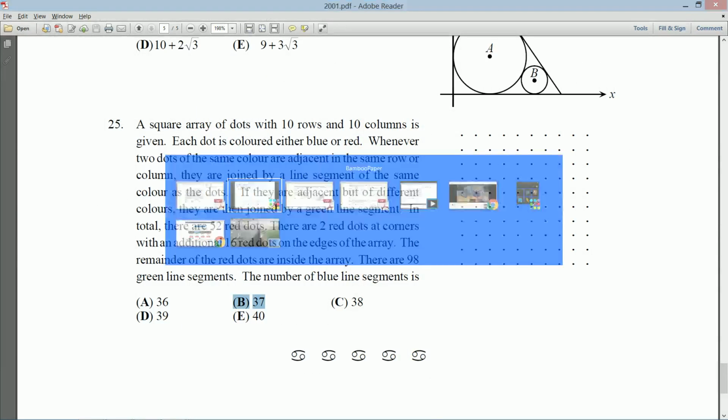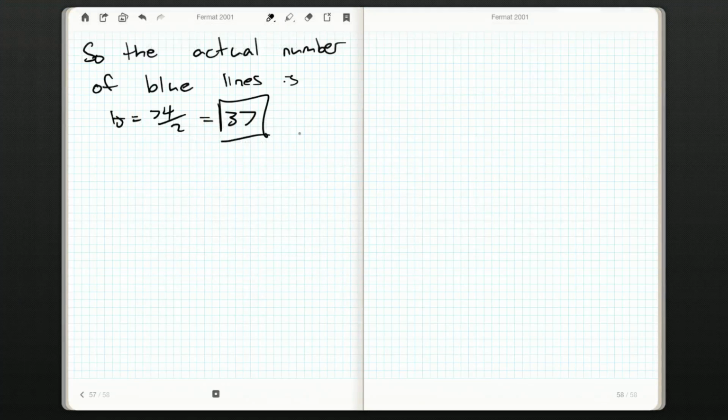So B is going to be the last answer on the 2001 Fermat paper. Very nice. And in total, we have 98 plus 45 plus 37, so we have 180 lines in total. That's probably something we could have worked out on our own. So we would have.